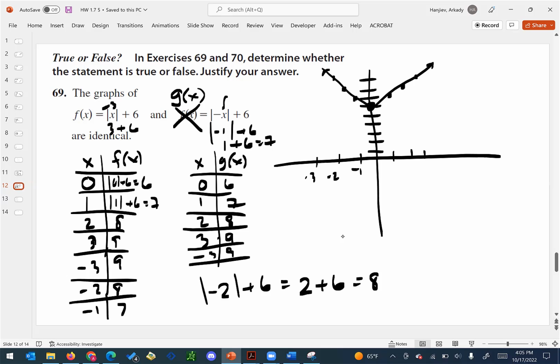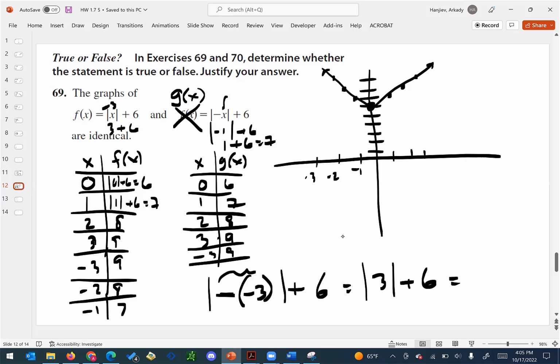-3 still gives you 9. In fact, the -3 is a funny one. You already have a negative inside the problem itself, and a -3 gets plugged in. Oh, no, sorry, that should be a 6. And so in this case, these two negatives become a +3. So the absolute value of +3 is still a 3. 3 plus 6 is 9. So lo and behold, yes, they have the same exact answers, and you get the same exact graph. So it is true.